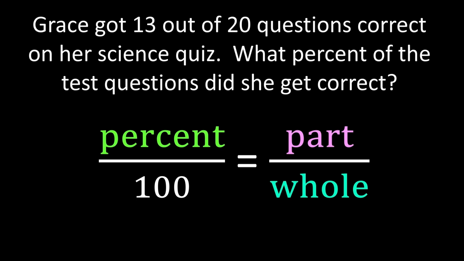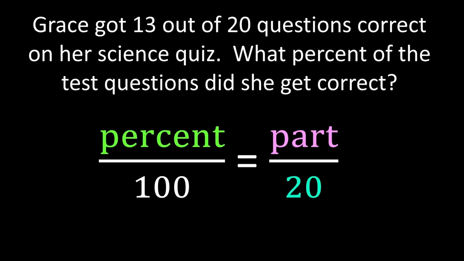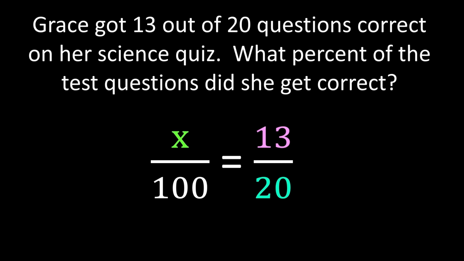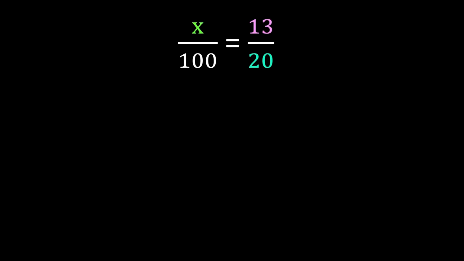I'm going to put the percent over 100, and I'm going to set that equal to the part over the whole. So we know that Grace got 13 questions right out of 20. So 20 is the whole. There were 20 questions total, and she got 13 of them correct. So 13 is going to go in place of the part. And we are finding the percent, so we can put our variable in place of the percent. So my proportion is x over 100 equals 13 over 20. And then I'm going to solve this like a proportion.